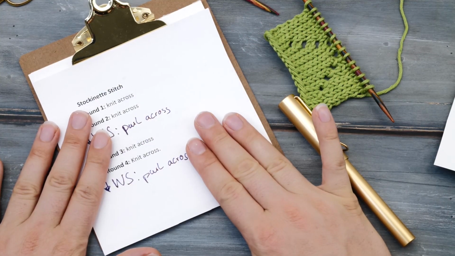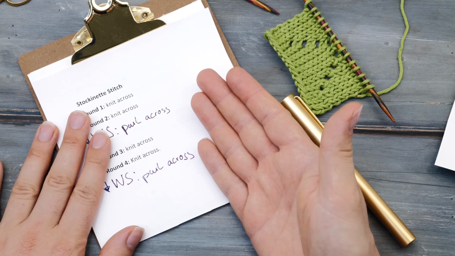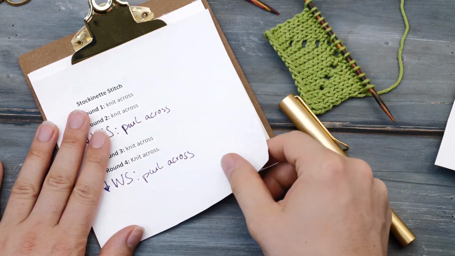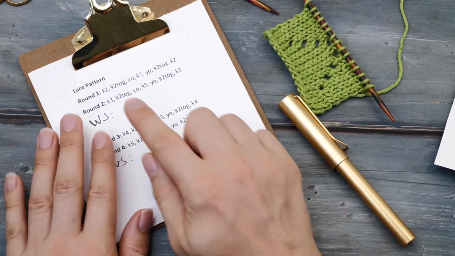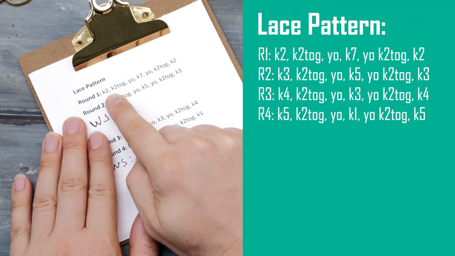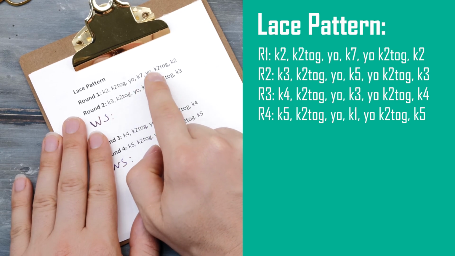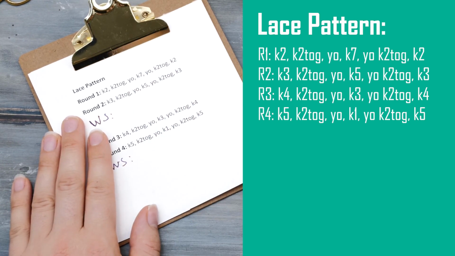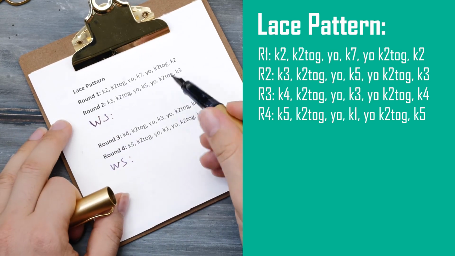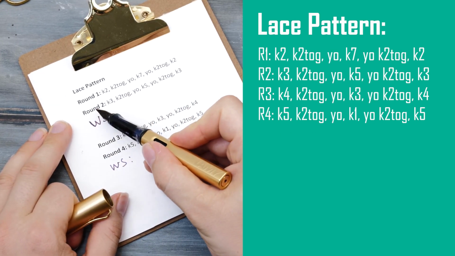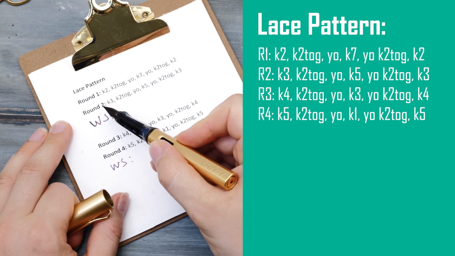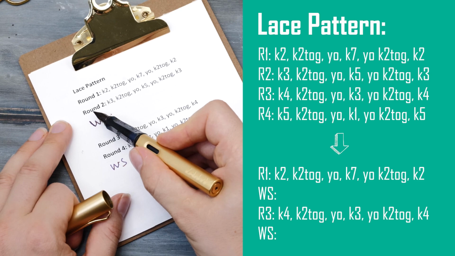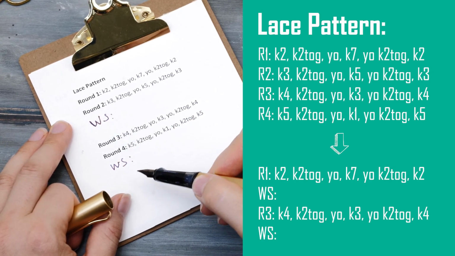Now this first example was simple, but often patterns are sadly a little bit more complicated than that. So let's add a little bit of a lace pattern here. Round 1, knit 2 together, yarn over, knit 7, yarn over, knit 2 together, knit 2. And so on. Again, you have to turn every second row, or round in this case, into a wrong side row. So round 2 and round 4.